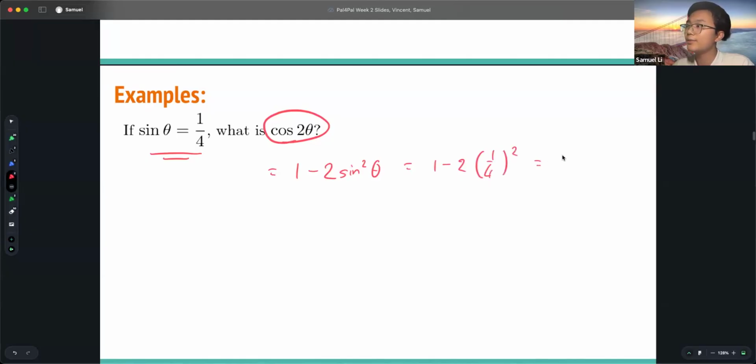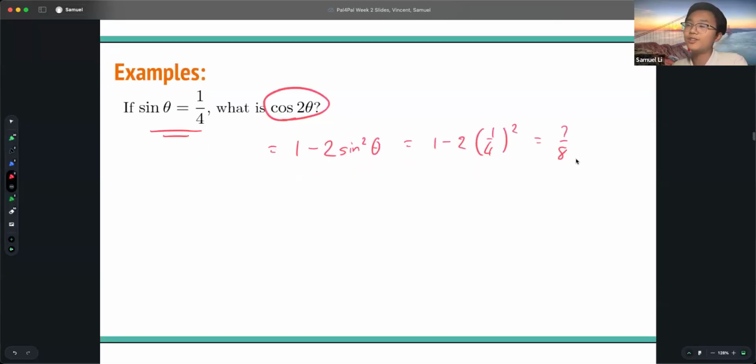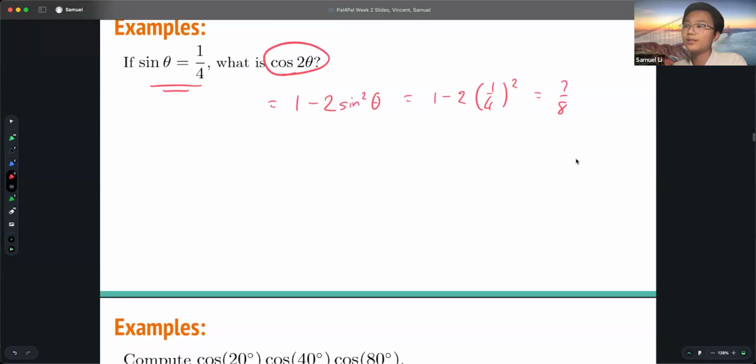And you get this to be what? 31 over 30. Oh, wait, no. Yeah, 7 over 8. Yeah, I think that's right. So yeah, that's an application of the double angle identities.